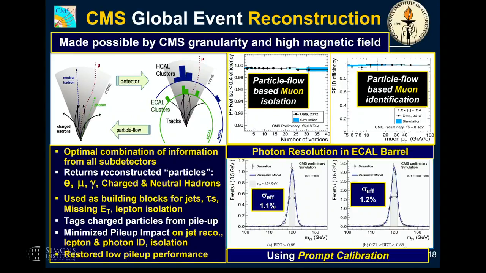As the intensity of the machine increased, so did the amount of pileup, and I'll show you more about that. And so one of the motivations for this particle flow code was to minimize the impact on the basic objects when we reconstruct jet energies, when we identify and measure the energies of leptons or photons and say how isolated they are. We have to remove the effect of an increasing amount of pileup.